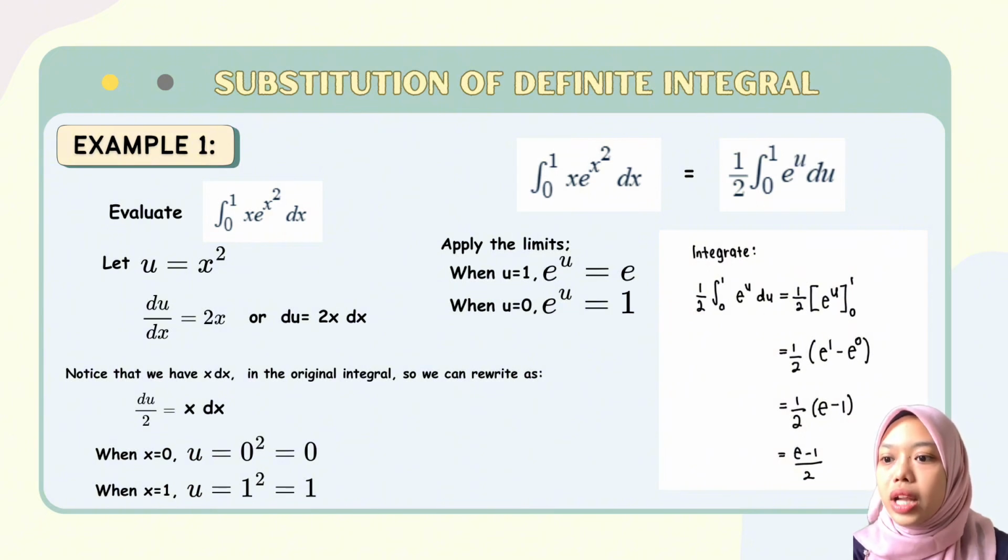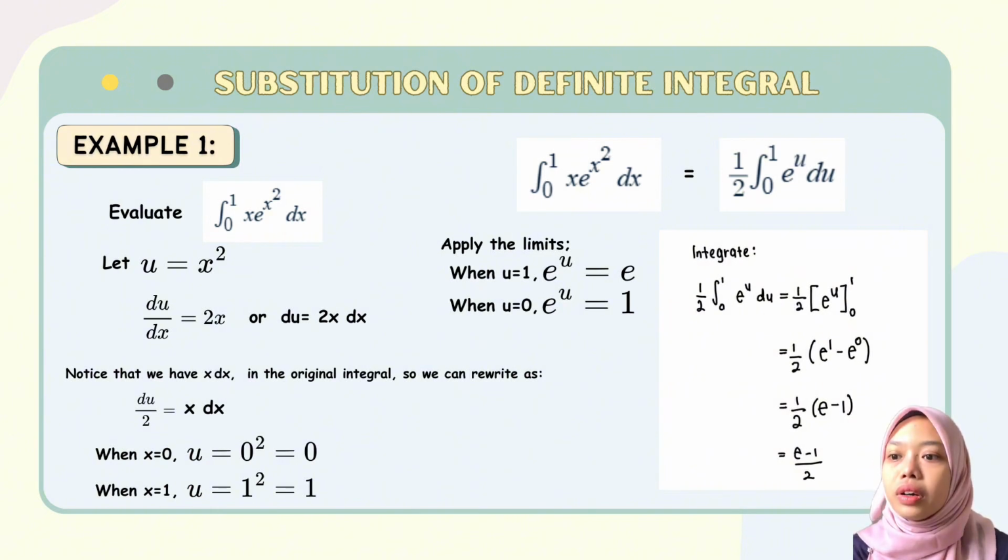Now we differentiate u with respect to x. So it will be du over dx equal to 2x, or du equal to 2x dx. We notice that we have an x dx in the original integral, so we can rewrite that as du over 2 equals x dx. This is step 1.